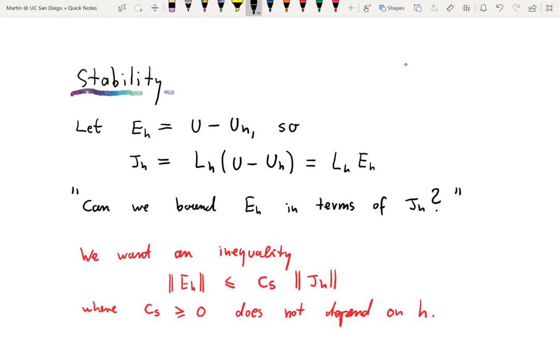Now, as a rule of thumb, proving consistency of a finite difference method is comparatively easy, but proving stability typically requires quite some work. So I'm going to give you an outline of a proof for a stability estimate, but we will brush over some technical details.